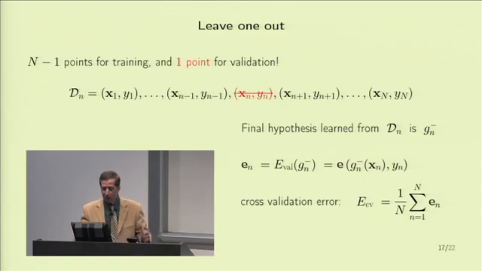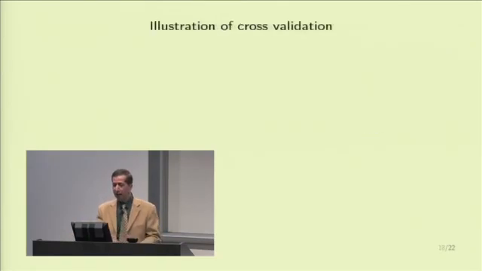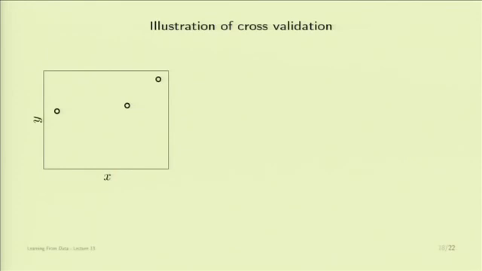Okay. So this is the algorithm. Now let's illustrate it, and if you understand this, you understand cross-validation. So I'm illustrating it for leave-one-out. I have a case.